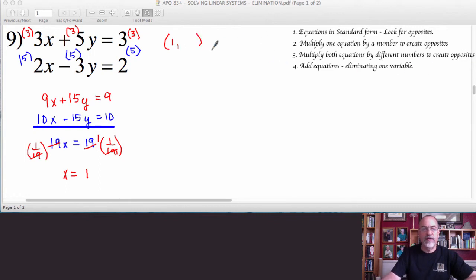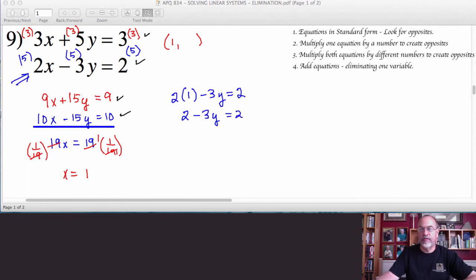To determine the y value, we can go back to either the 2 original equations or the 2 new equations that I created to substitute in the x value of 1, and we can determine the y value doing that. So let's go back to this second equation here in the original, and we'll put in our x value there. So we're going to have 2 times the x value, which I now know is 1, minus 3y is equal to 2. So multiplying those together, I get this.